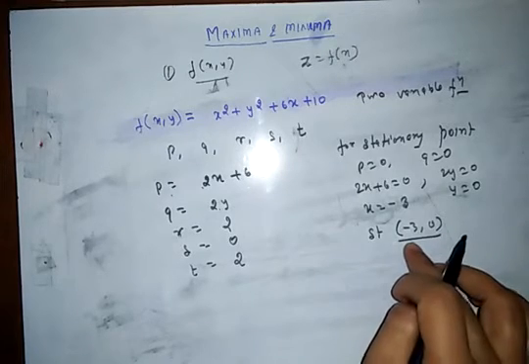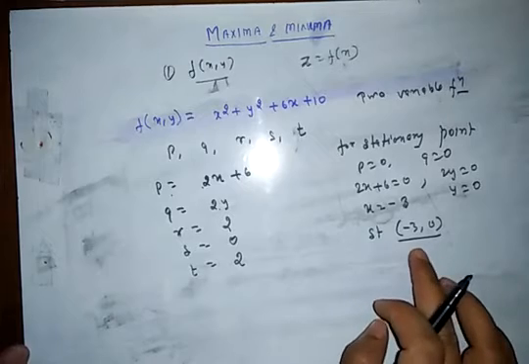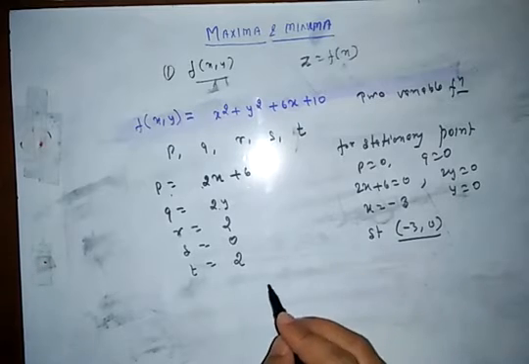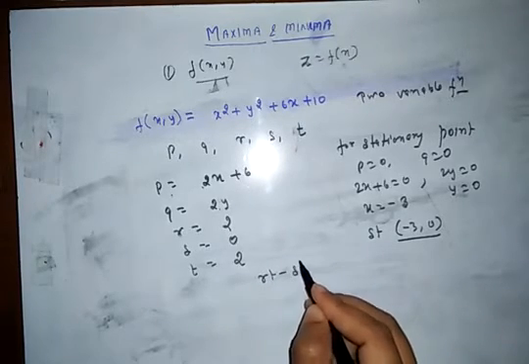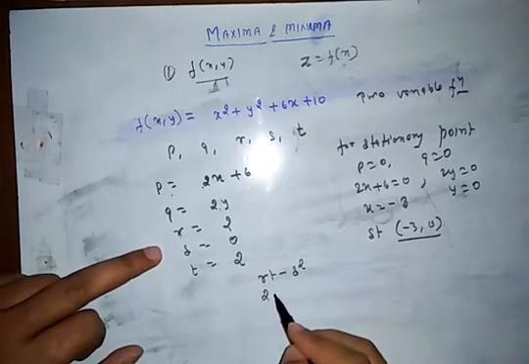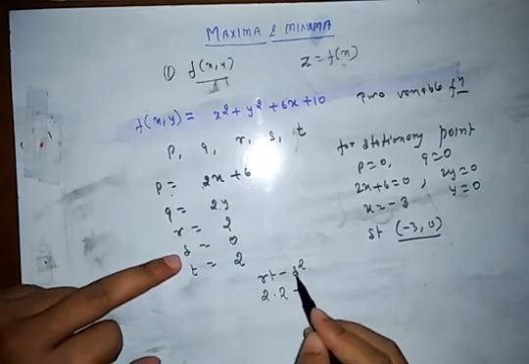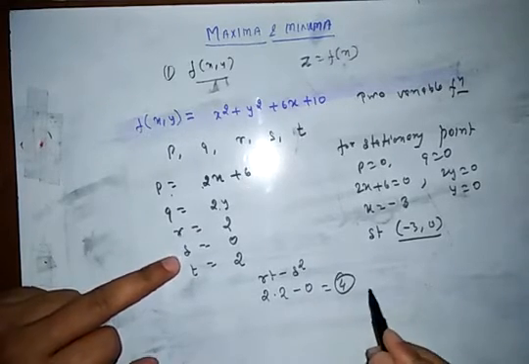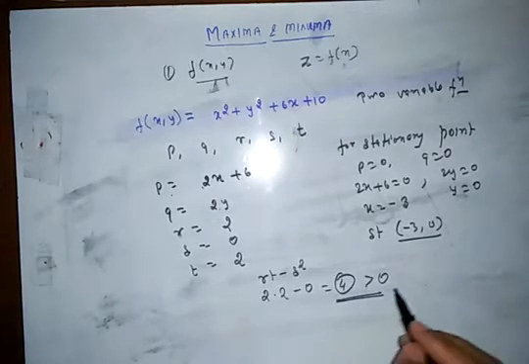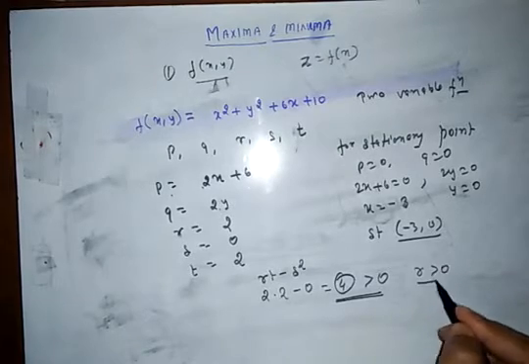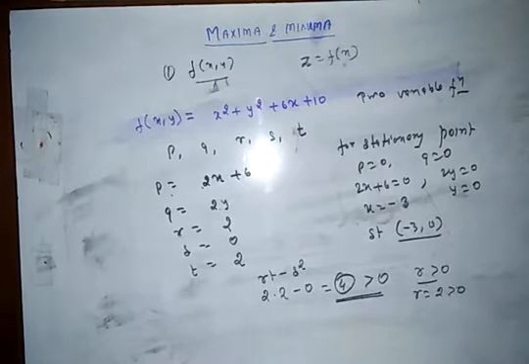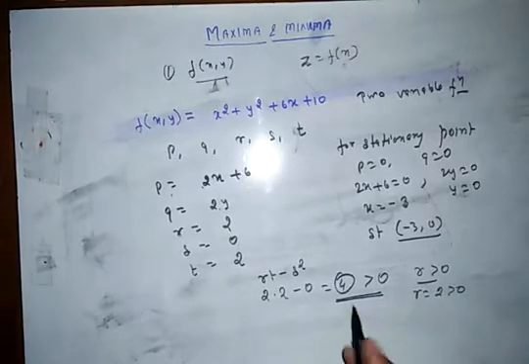At this point we have to find the value of the function and check whether the calculated stationary point is maxima or minima. So put the condition rt minus s square. Rt is 2 times 2, minus s square is 0, that is 4. So this is greater than 0, and r is equal to 2, that is greater than 0. So you will see that this function has a minima.